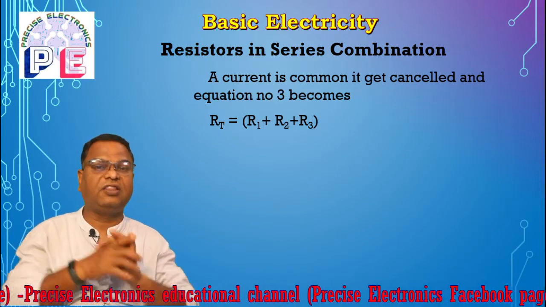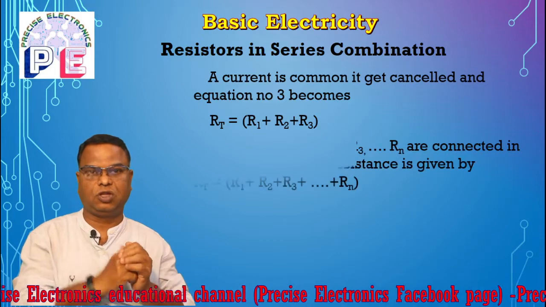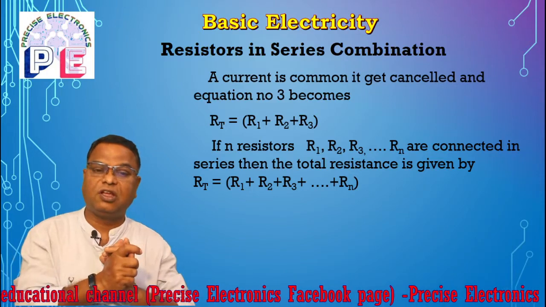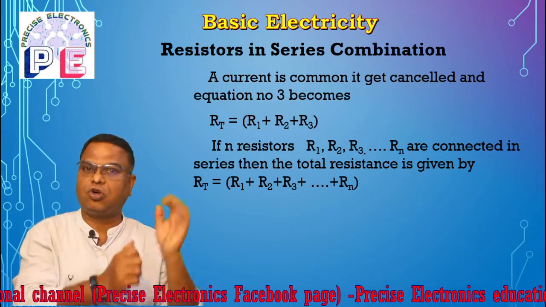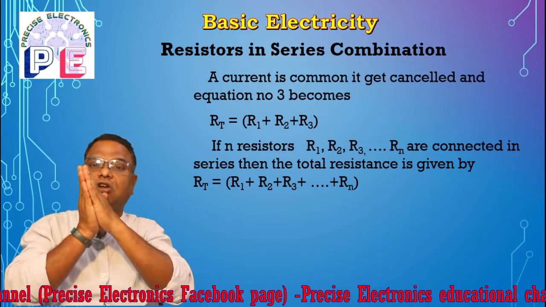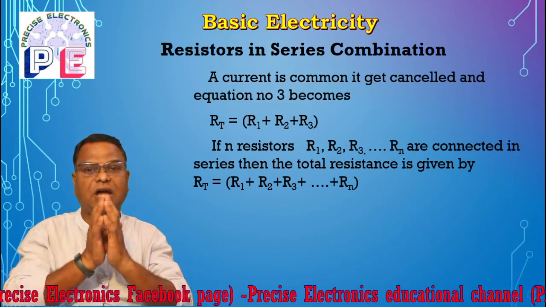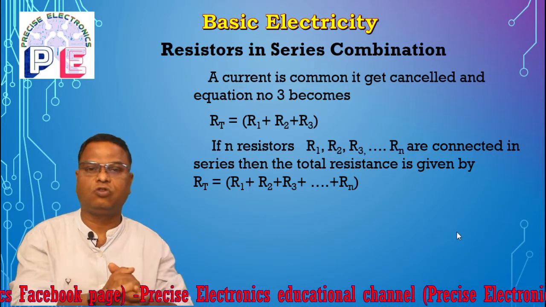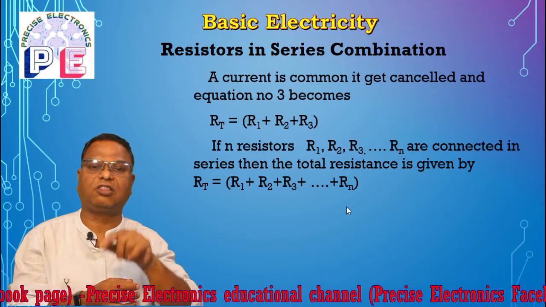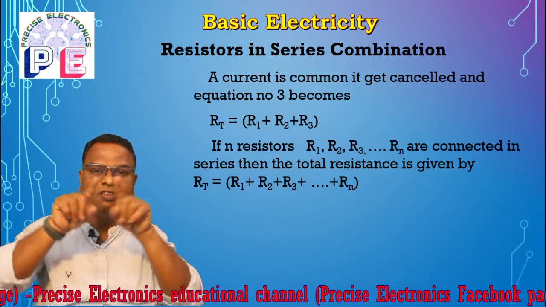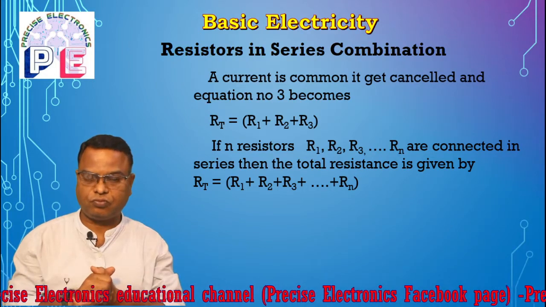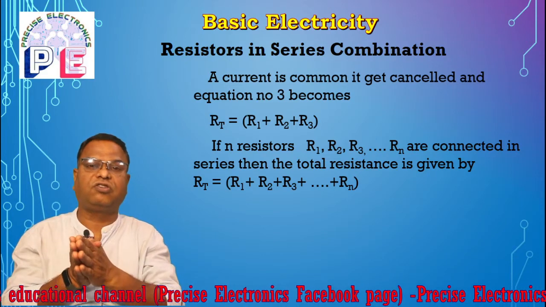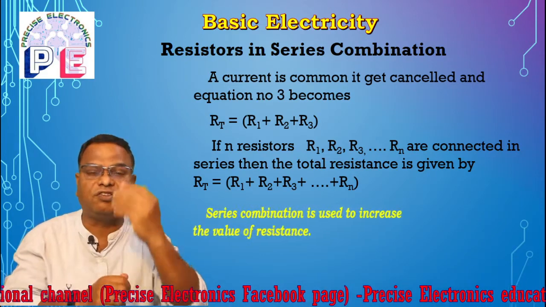Suppose n number of resistors are connected in a circuit. In the given circuit three resistors are connected. But suppose there are n number of resistors, that is R1, R2, R3 ... Rn, then the total resistance RT is given by R1 plus R2 plus R3 plus ... Rn. So that is a series combination of resistors. Obviously from this we can conclude that the series combination of resistors is used to increase the resistance value.